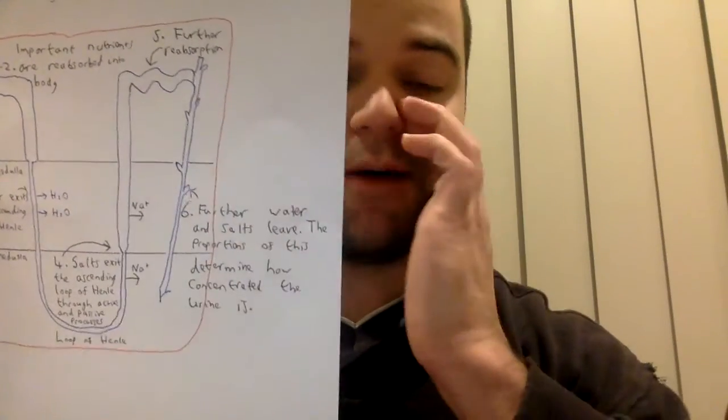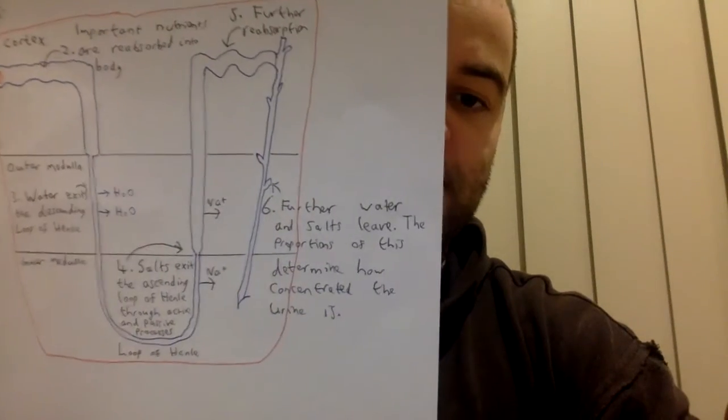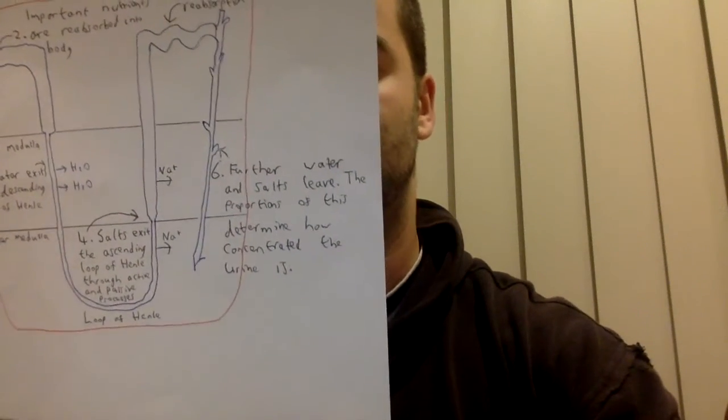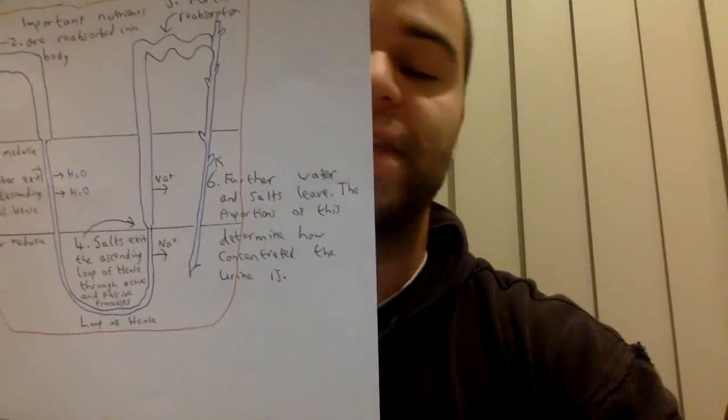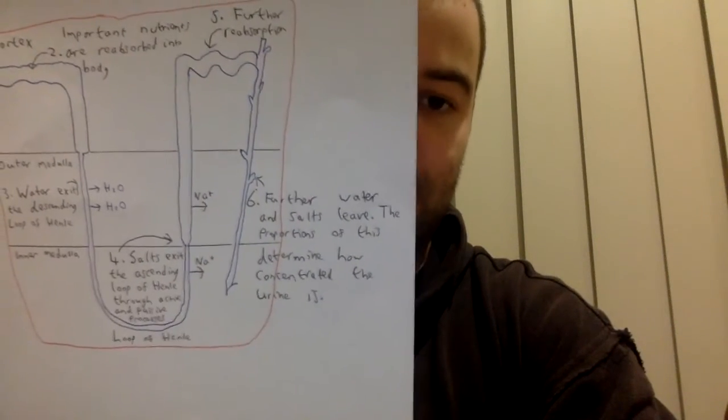And depending on how much water is reabsorbed, that affects how concentrated the urine is. So if lots of water is being reabsorbed throughout these steps, especially at the end, so the water's being reabsorbed into the body, the urine will be very, very concentrated. There won't be much water in it. If not much water is being reabsorbed back into the body, the urine will not be very concentrated.